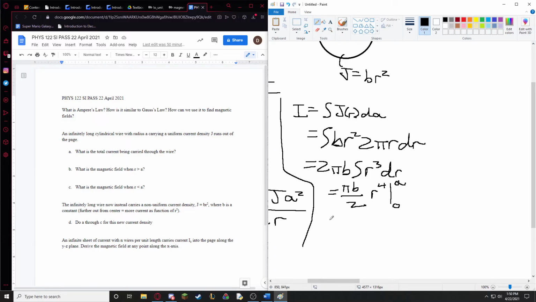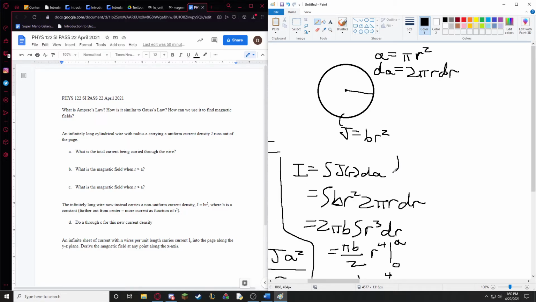So that just becomes pi b a to the 4th over 2. That's our total current. There's another way we could have done this. How else could we have done this?